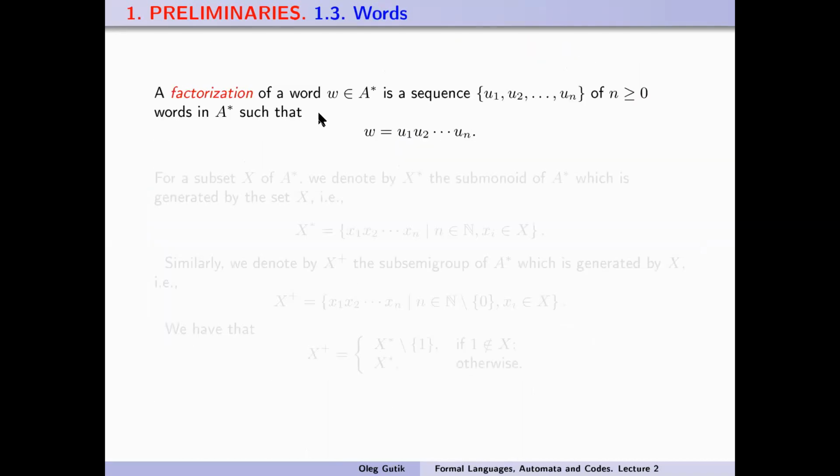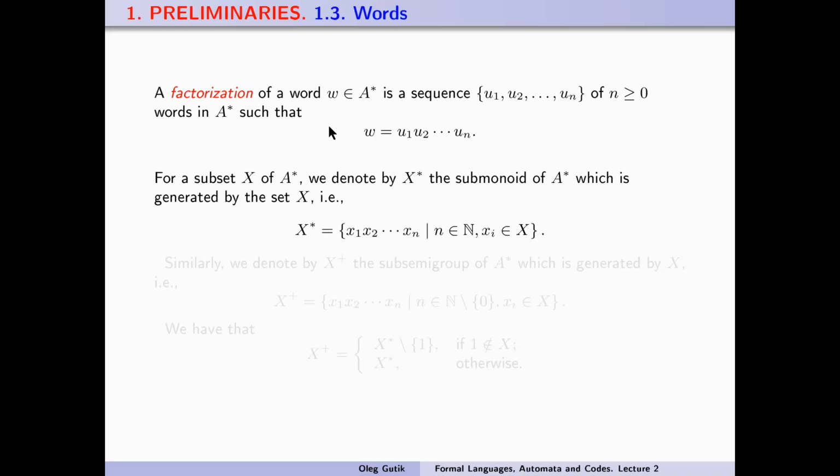What is a factorization of a word? If we fix any word w from the free monoid A*, a factorization of such a word is a sequence u1, u2, and so on, un, where n is a non-negative integer, of words in the free monoid A*, so that w = u1 u2 ... un. We observe that the factorization is not unique. Why?